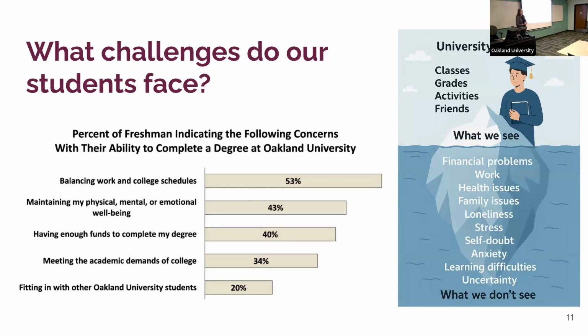And what do you guys notice about this data? What jumps out to you? And does it make sense with what you think you see? So balancing work and college schedules is the first one. Why is that? A lot of our students are also working. So not only are they part-time students, but they might have full-time jobs. Does that affect how they interact with you and what their learning environment is for you in the classroom?